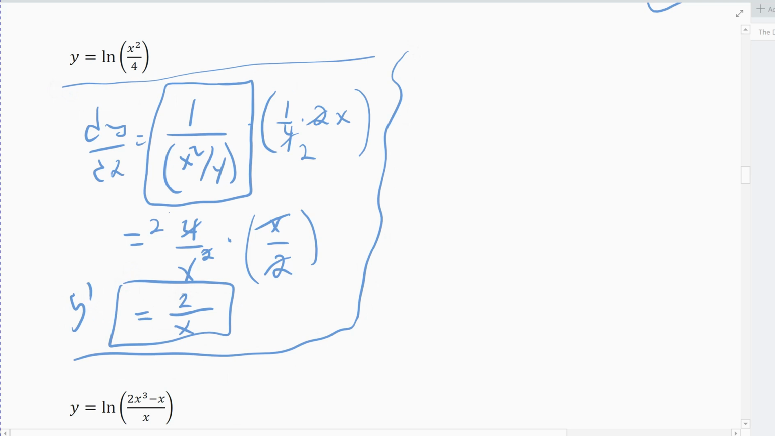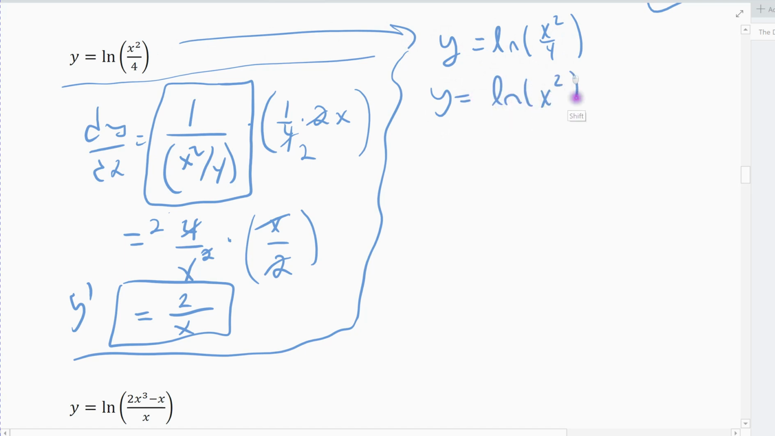You have to do a little algebra manipulation. An alternative to this, which is again probably the way I would go, is you can rewrite this expression using your log rules. First of all, I can get rid of the fraction by rewriting this as the natural log of x squared minus the natural log of 4, right? That's one of our log rules. And then I can get rid of the chain rule by pulling the 2 out front.